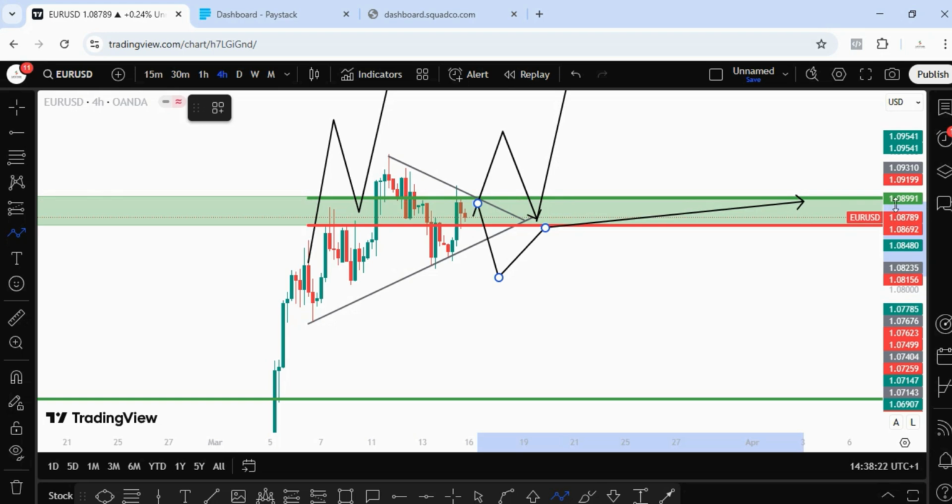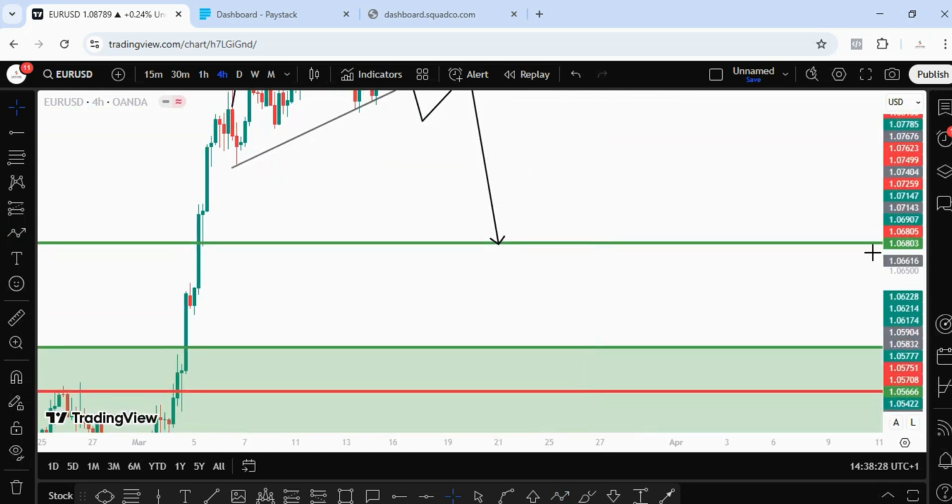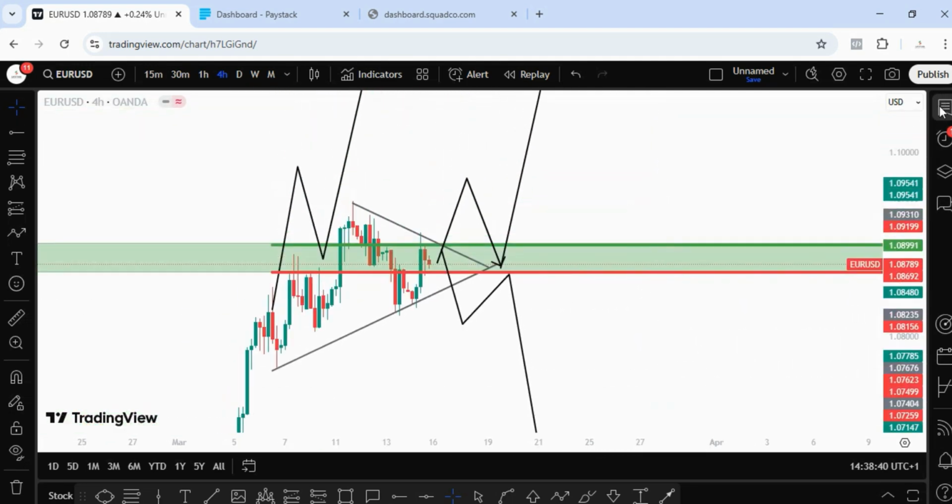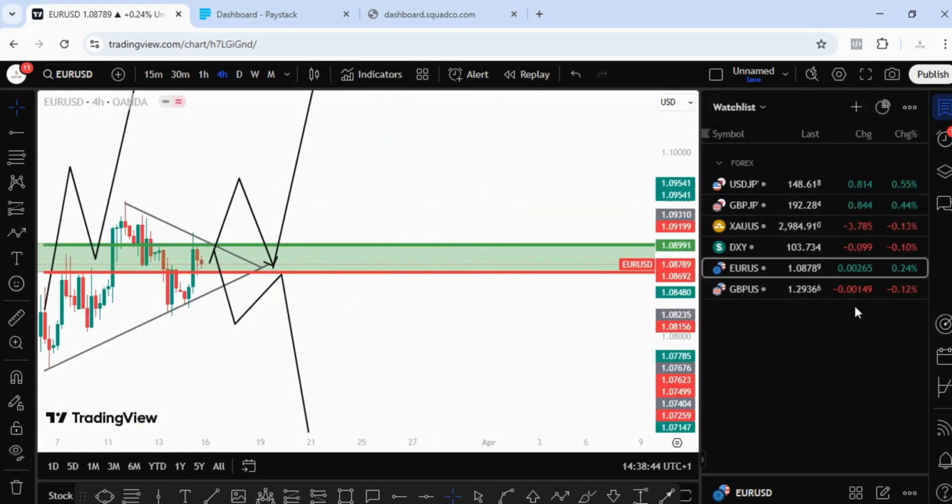Stop loss above 1.08991 area. Then the bearish target will be around here, which is 1.06803, before we either go bullish or break below that and continue to this lower point here again. All right, so these are my bullish and bearish scenarios on EURUSD. For a detailed analysis, once again, revisit last week's video.